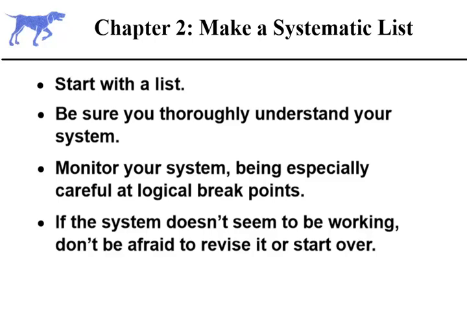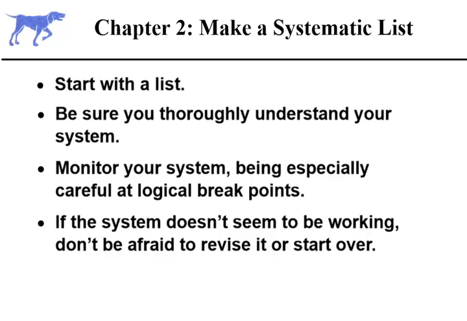Hi, Chapter 2 deals with making a systematic list. Now, a systematic list is just a way to organize your information so that you know what's going on, keep track of everything, and hopefully by the end you can solve your problem. So what you do is you first read the problem, but then you start with a list.